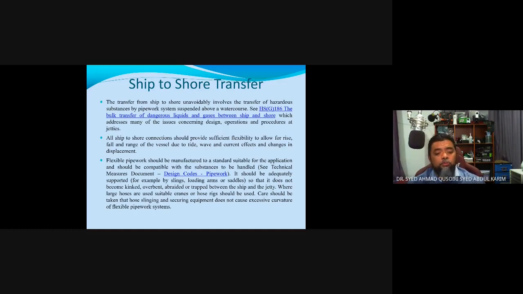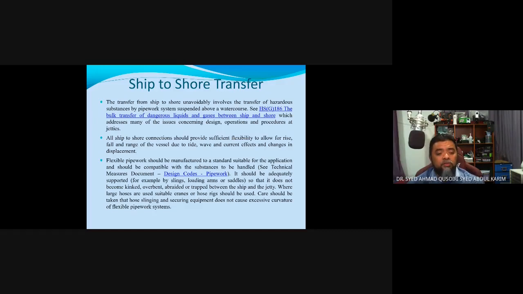So flexible pipework should be manufactured to a standard suitable for the application. So they have to have some sort of flexible pipework in order for them to handle these goods. So it should be adequately supported so that it does not become kinked, overbent, braided, or trapped. So when the process is going on, movement of materials from the ship needs to be monitored all the time.